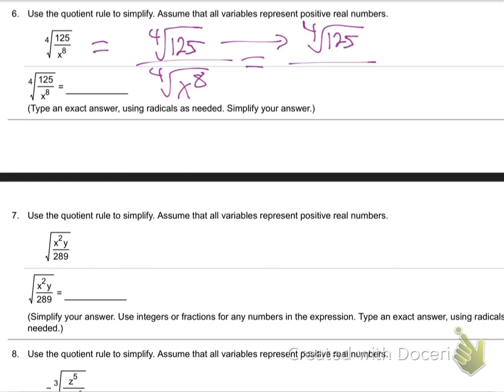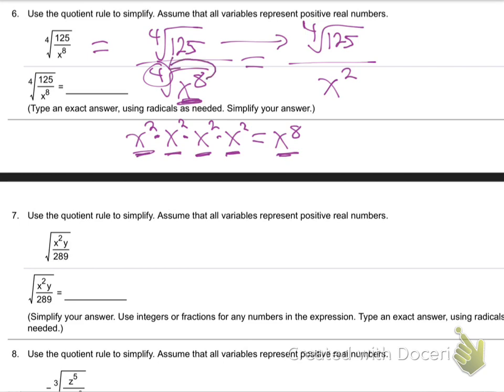But the bottom, what's the bottom going to be? It's x squared. Why? Because x squared times itself 4 times is x to the 8th, isn't it? Remember, a fourth root asks what times itself 4 times is x to the 8th. Well, x squared times itself 4 times is x to the 8th. So the answer is x squared. Really, you can just take 8 and divide by 4. That would be the quick way. Let's go to this next one.